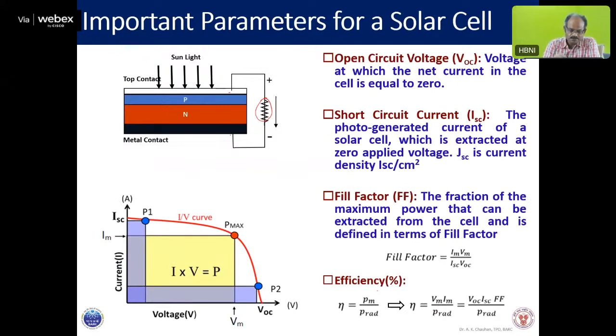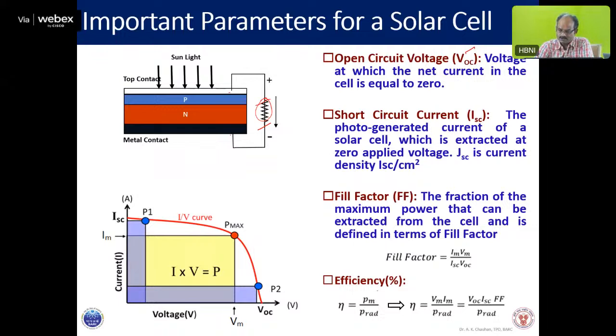There are some parameters which we define for each solar cell, or in general for solar cells. First is the open circuit voltage. What is open circuit voltage? You just remove this load. Whatever the maximum voltage is generated by the solar cell is called the open circuit voltage. So at this point, when you are measuring the open circuit voltage, there is no current flowing through the load, or you can say there is an infinite load. This is written as VOC.